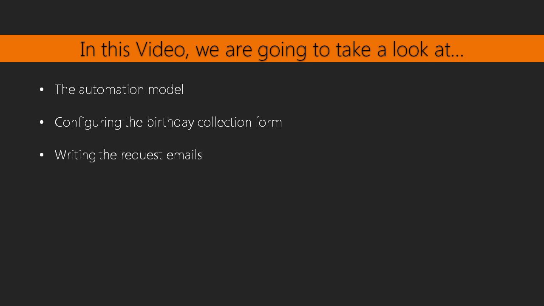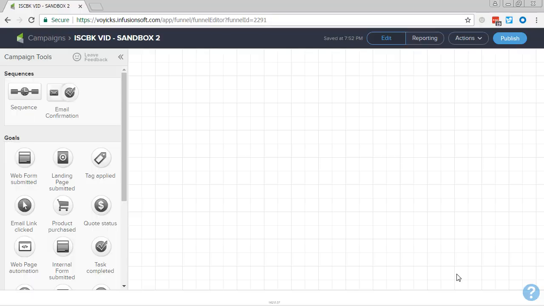So in this video, we're going to look at the automation model, configuring the birthday collection form, and then writing the request emails. Before we get started, we're assuming that we've got two things set up. First, we have a functional tag created to trigger the birthday collection, and then we also have another tag to track people that have a birthday on file. So assuming we've got those two tags created, we can start building our model.